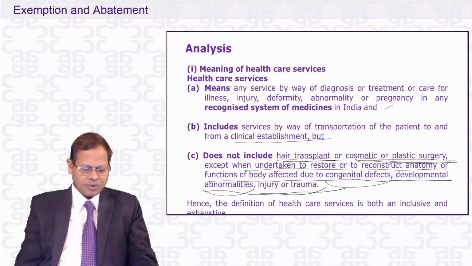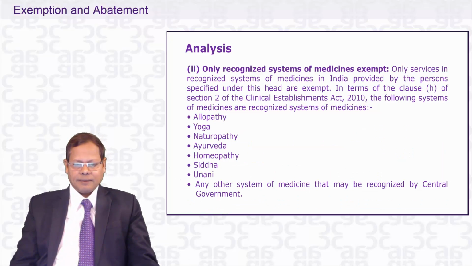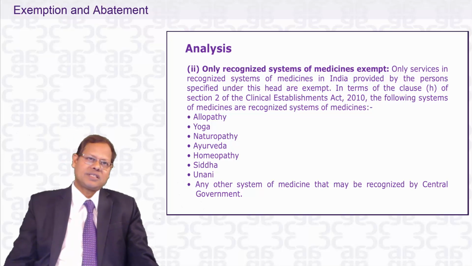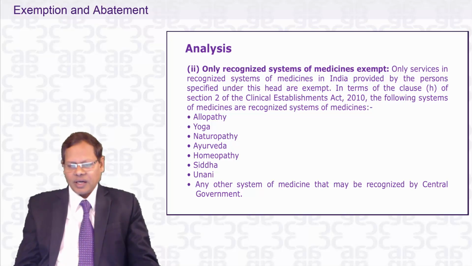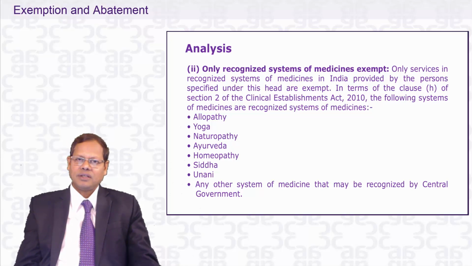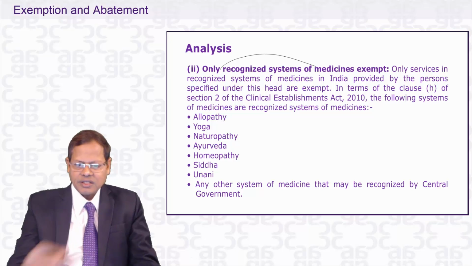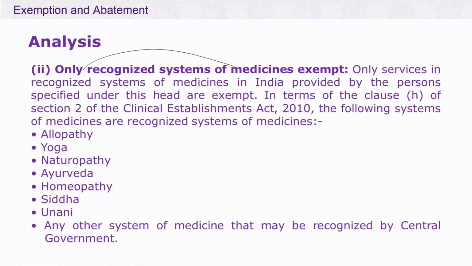This definition you have to read carefully. And about recognized systems of medicines. See, they are granting exemption. With what intention has the government been granting it? Not every type of medicinal system is allowed. Only recognized systems of medicines. What are they? Recognized systems of medicines include allopathy, this English medicine, yoga, naturopathy, ayurveda, homeopathy, siddha, unani. Any other system that may be recognized by the central government.